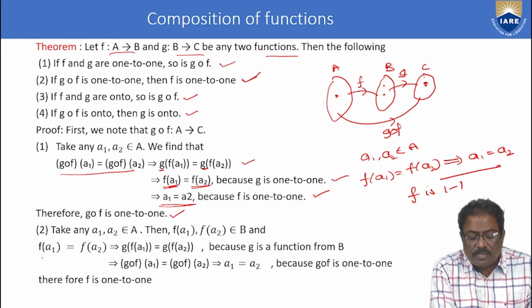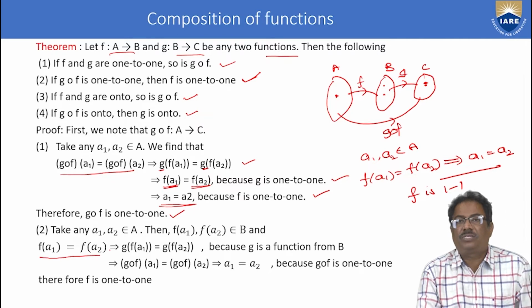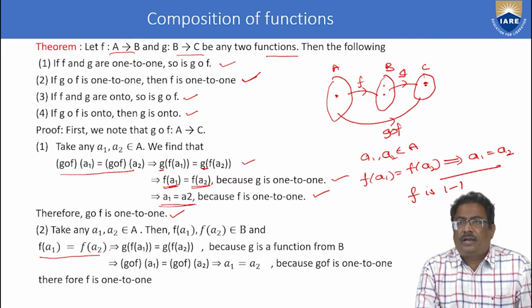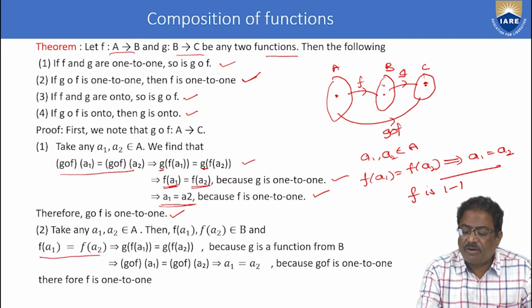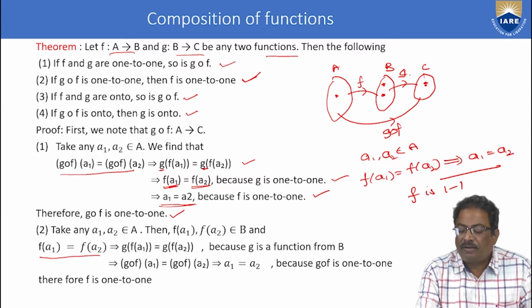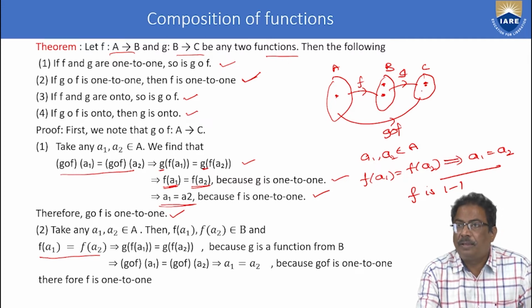So I am taking f of a1 equal to f of a2. Here f of a1 and f of a2 are located in B, and of course g is a function. For each and every element it has an image.